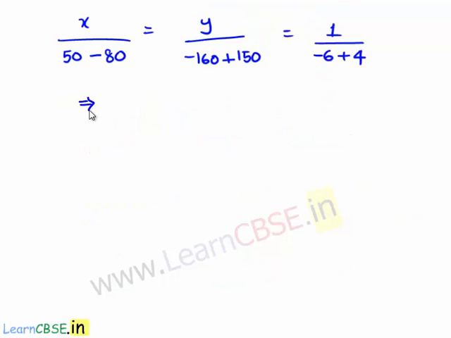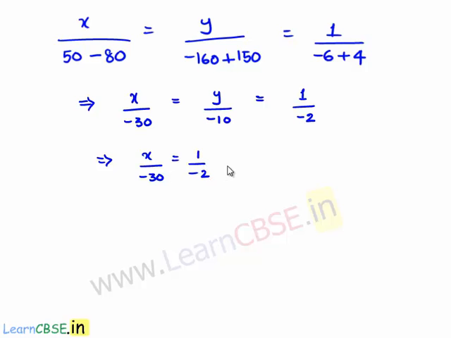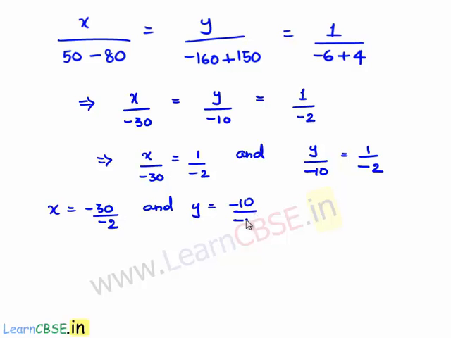This implies x divided by minus 30 is equal to y divided by minus 10 is equal to 1 divided by minus 2. We can write x divided by minus 30 is equal to 1 divided by minus 2, and y divided by minus 10 is equal to 1 divided by minus 2. That is, x is equal to minus 30 divided by minus 2, and y is equal to minus 10 divided by minus 2. Therefore, we will be getting x is equal to 15 and y is equal to 5.